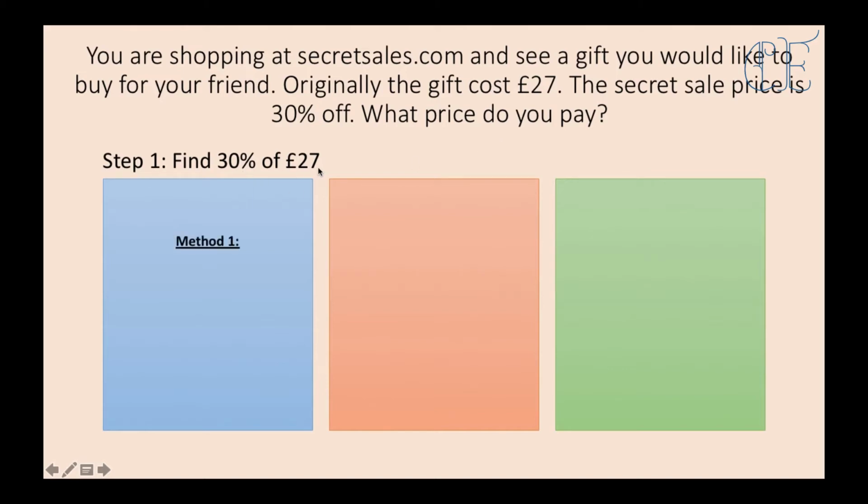Method one is finding 10% first. When we've got any number, finding 10% is really easy. We just move the decimal point. Technically, to find 10%, you divide by 10. That doesn't work with all the percentages. If you want to find 5%, you can't divide by 5. But for this one, it does work.